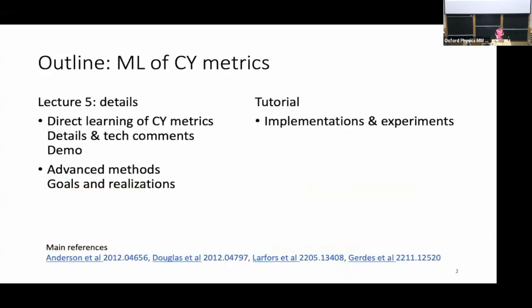Okay, so today then we'll talk a bit more about how we actually do this, what it looks like when you run one of these packages, and I will focus on the CYMetric package, which is the one that I know best. I will say something about how this is structured and what it looks like if you look a bit under the hood. And then I will go to these advanced methods. And then in the tutorial this afternoon, you will of course have the chance to try these things yourself and to play with these tools.